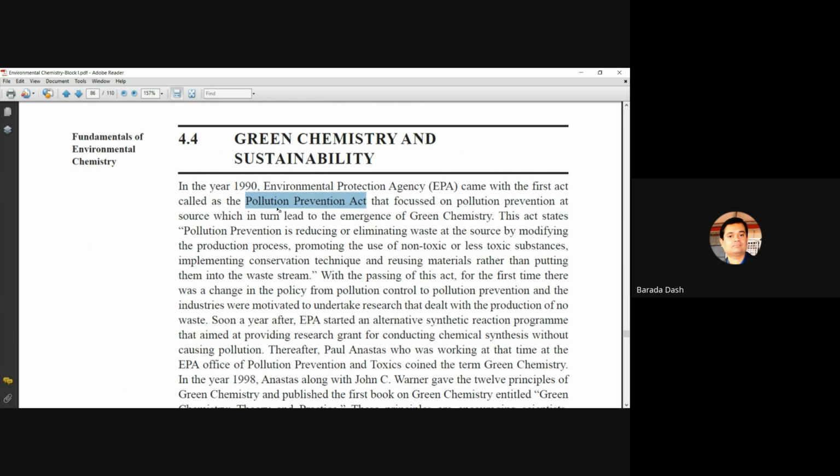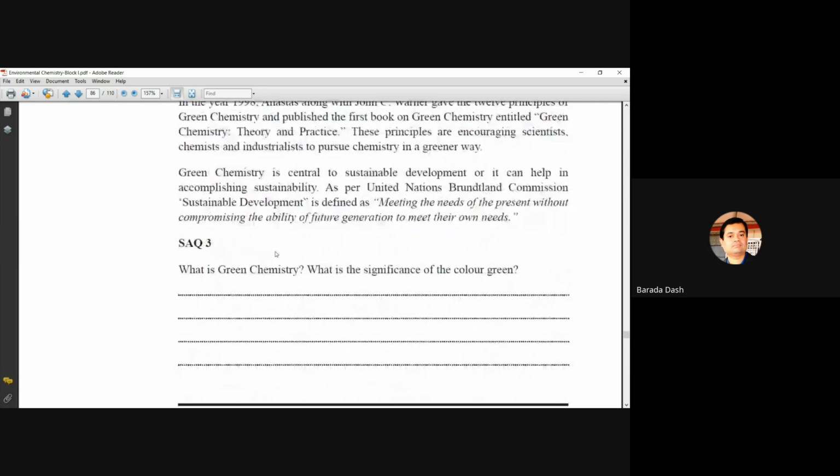This act focused on pollution prevention at the source, which in turn led to the emergence of green chemistry. It states that pollution prevention is reducing or eliminating waste at the source by modifying the production process and promoting the use of non-toxic and less toxic substances. So when we are using an industrial method of producing chemicals, we should prevent the generation and the use of harmful substances. That is called green chemistry.